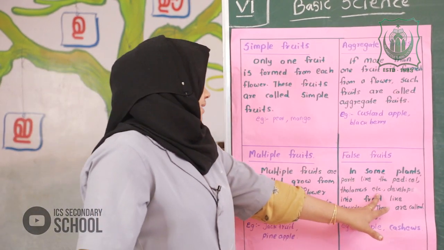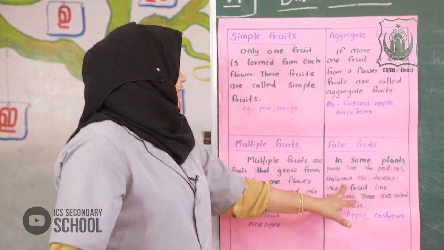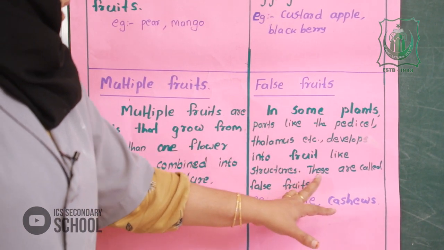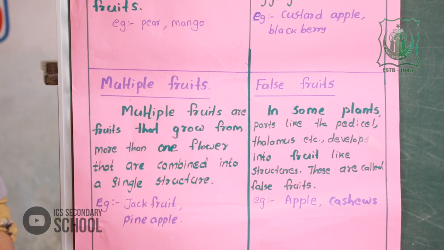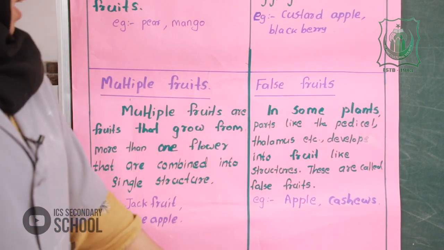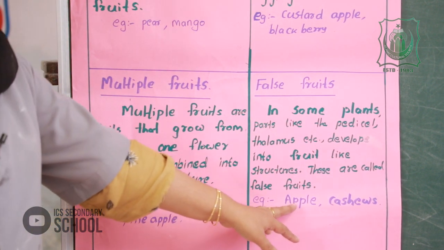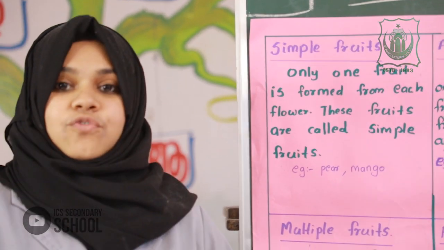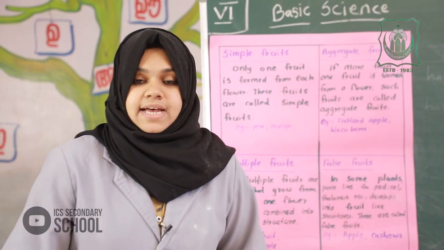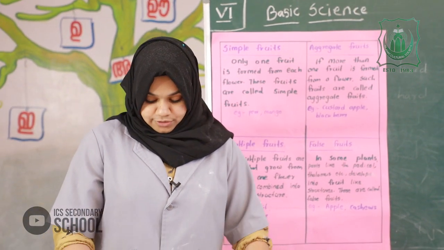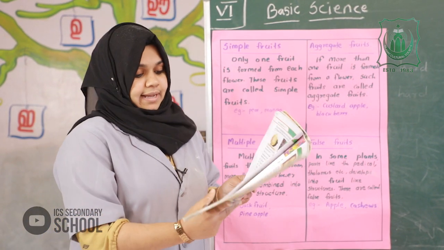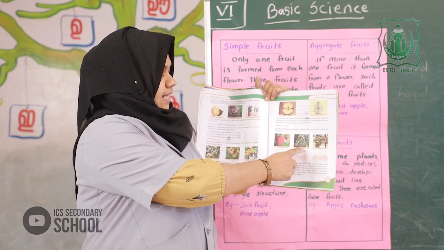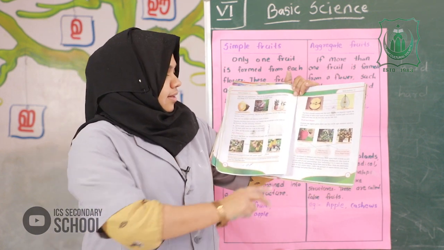In some plants, parts like pedicel, thalamus, etc. develop into fruit-like structures. These are called false fruits. What are the examples? Apple, cashew, etc. These are the examples of false fruits. Then on page 43, you can see strawberry, chili, arecanut.